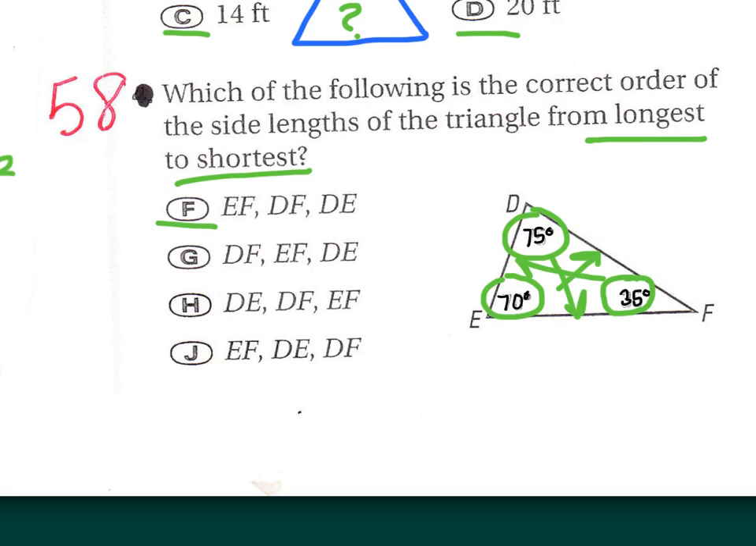Is it F, EF, DF, and DE? Would it be G, DF, EF, or DE? H, DE, DF, or EF? Or would it be J, EF, DE, DF? I would number the sides, just for example, if this were the smallest, the middlest, or the biggest, I'd write them like that. That way, you know, it gets confusing listening to me read those answers like that. Okay, take your time.